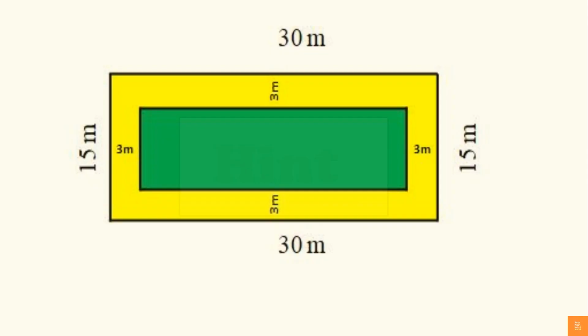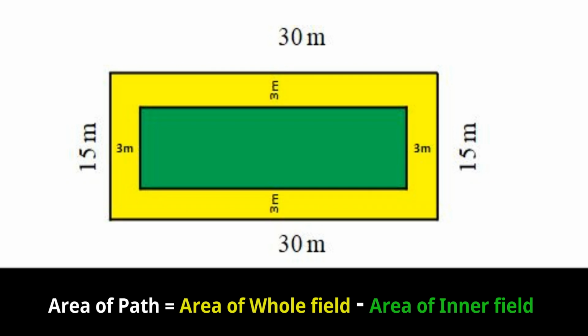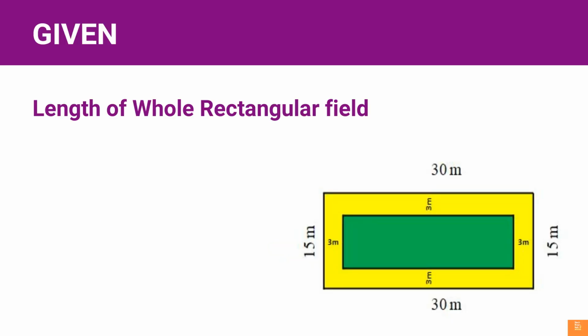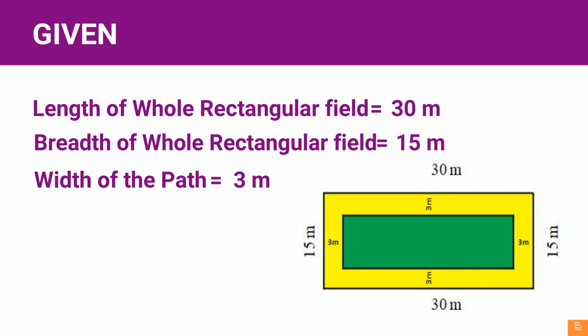Hint here is: first, find the area of the whole rectangular field. Then, find the area of the inner green rectangular field. Next, to find the area of the path, subtract the area of the green field from the area of the whole field. Length of the whole rectangular field equals 30 meter. Breadth of the whole rectangular field equals 15 meter. Width of the path 3 meter.